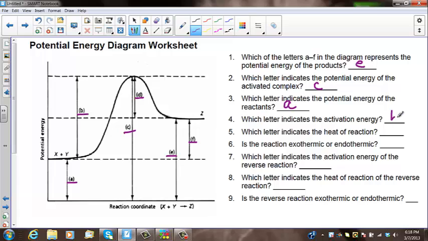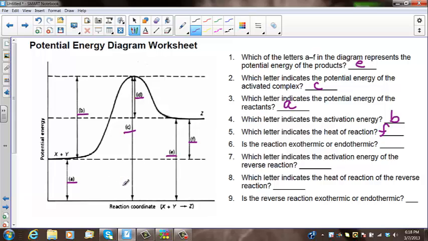That would be letter B. It's going from the reactant line to the top of the activated complex. Which letter indicates the heat of reaction? Remember, heat of reaction is the difference between the potential energy of the products and the potential energy of the reactants. That would be letter F.